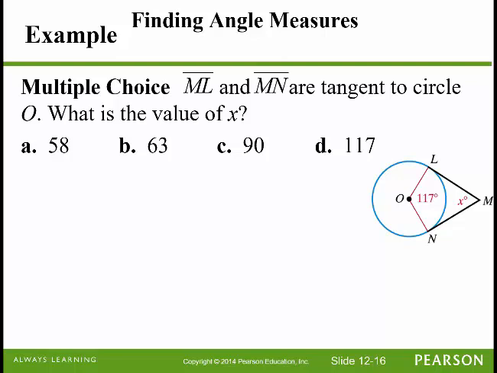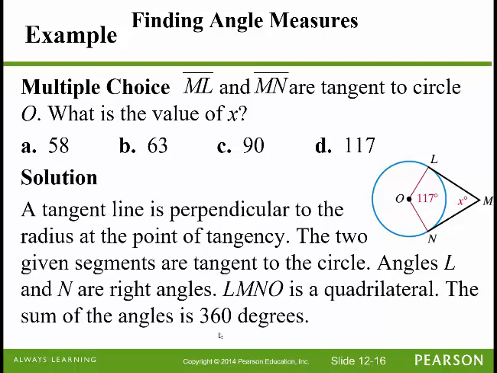All right, so let's do a question here. We have that segment ML over here and MN are tangent. That means here and here are 90-degree angles. That's what this is saying to the circle. So what is the value of x? We have all these options. We'll look at the shape that's formed. MLON here, right? It's a four-sided shape.